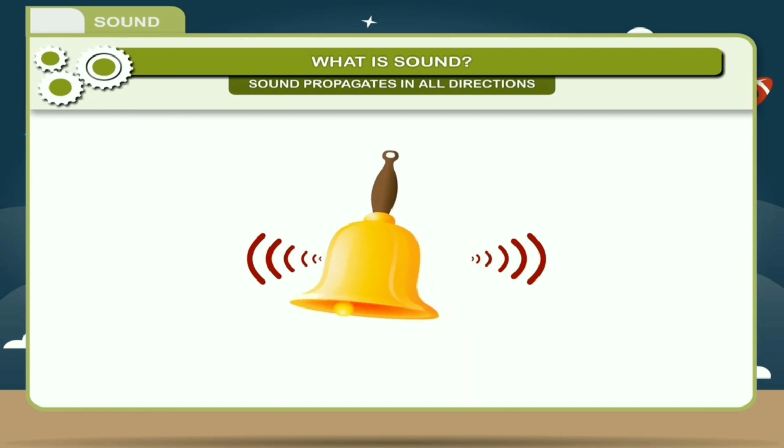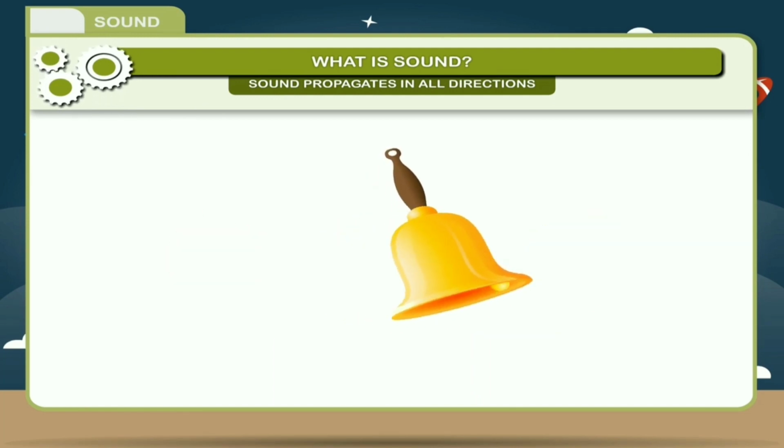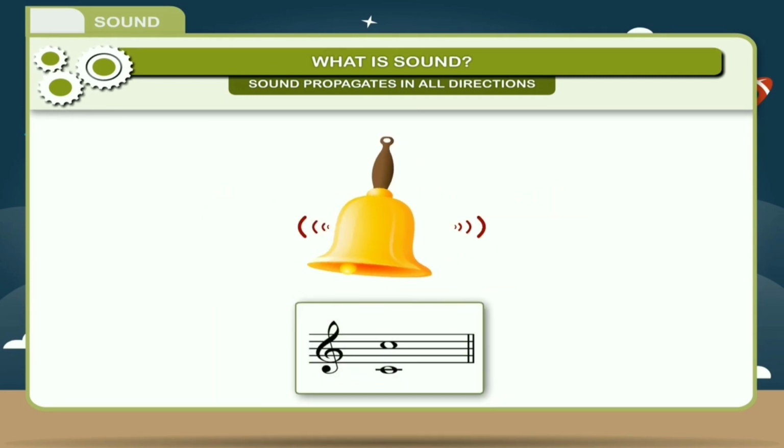In music, there is a scale of related notes called octaves. The sounds produced by these notes are different as their frequencies are different.